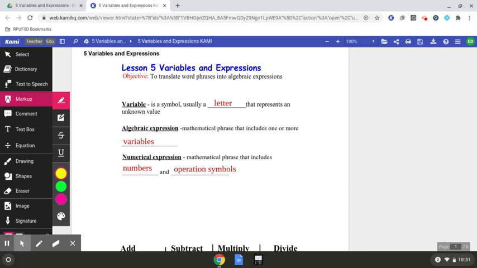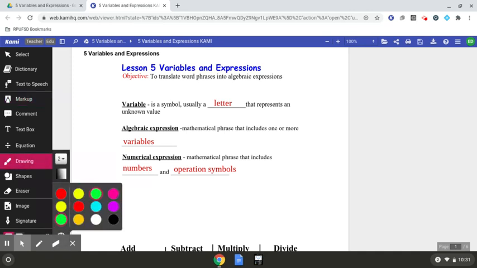The first one is a variable, and a variable is a commonly used term in algebra. It's a symbol which we usually use letters for. So the most common one is x, which is why I always say to you guys for multiplication, try not to use x because we use x now as a variable.